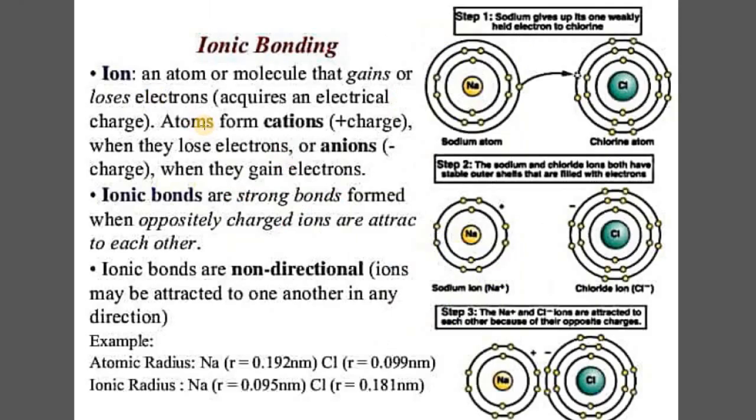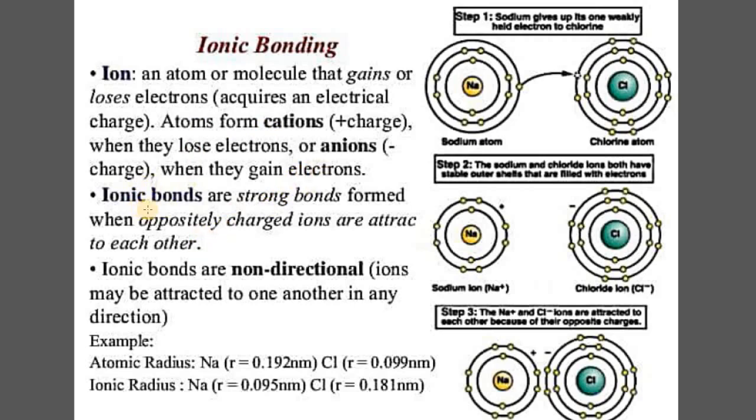So here are a few definitions which you can remember. Ion: an atom or a molecule that gains or loses electrons, which means it acquires an electrical charge. Atoms form cations, which are positively charged, when they lose 1, 2 or 3 electrons, or they may form anions with a negative charge when they gain 1, 2 or 3 electrons.